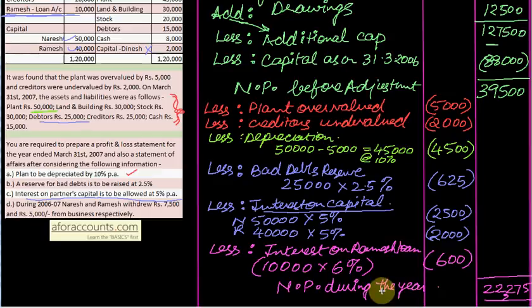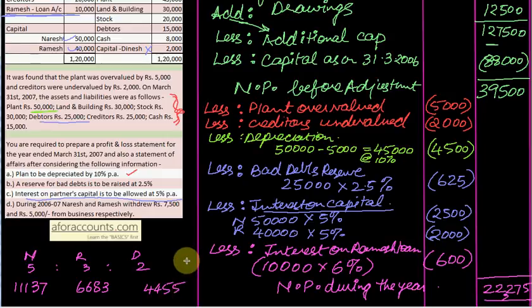Now this net profit has to be shared among partners in their profit sharing ratio, which was given as 5:3:2. So Naresh, Ramesh, Dinesh, their ratio is 5:3:2. So share 22,275 in this ratio. That comes to 11,137, then 6,683 and 4,455.